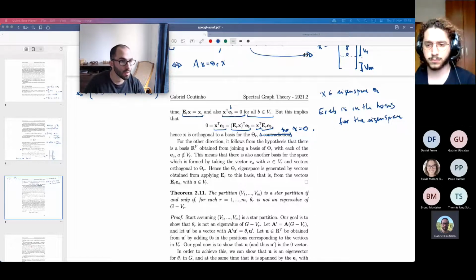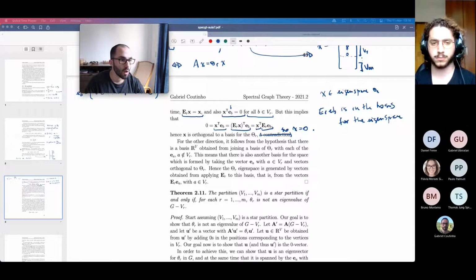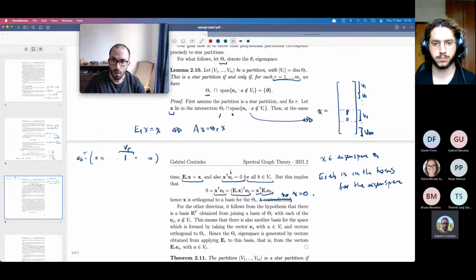x transpose e_b is 0 because x is in the span of the eigenvectors, not in V_r. No, because x is here in the span of these guys. So x is of this form. So not eigenvectors, characteristic vectors. That's probably what you meant, right?